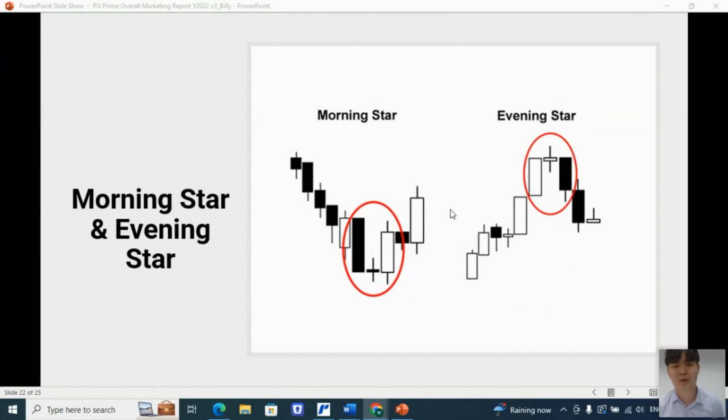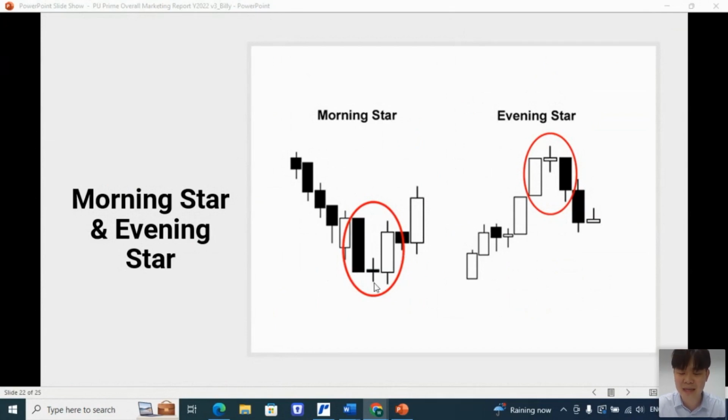So first thing, morning star and evening star. You don't have to memorize everything. What is the morning star? What is the evening star? You just need to understand the pattern. You can realize that the star pattern, the morning star pattern, the evening star pattern, looks like a T. You can see there's a T, English T symbol here.